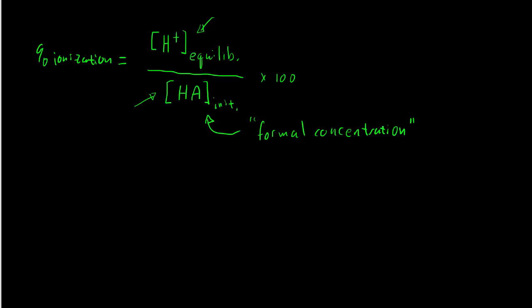And this numerator is telling me, well, how much stuff did you have at the beginning before anything broke up? All right, so let's do a calculation of the percent ionization. So let's do an example problem.